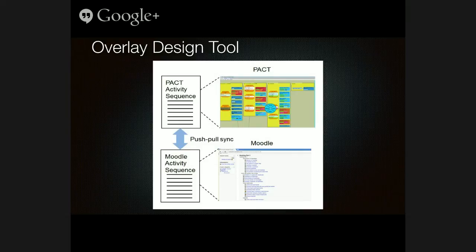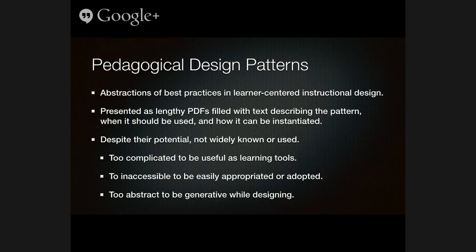And then you get these annotations that I'll show you in more close-up in a second. Where do those annotations come from? They are abstractions of best practices in learner-centered instruction, formalized as these design patterns. So if you've learned anything about design patterns in the context of software engineering, same general notion here, where we are doing design patterns for instruction that are templates for building good courses.